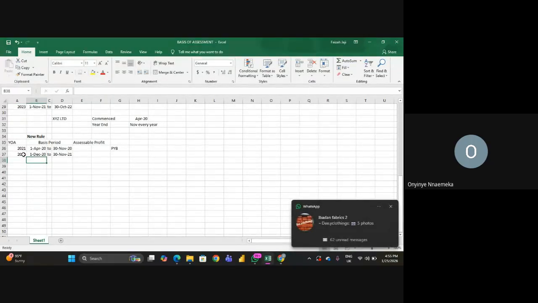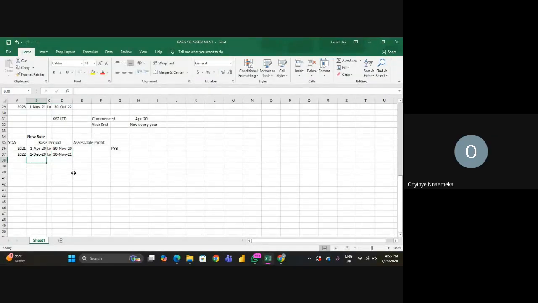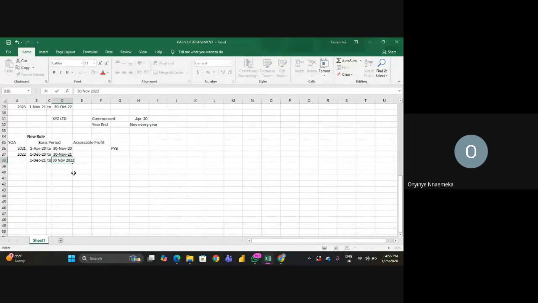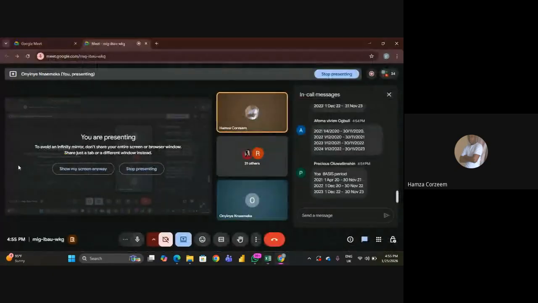So following the third one, it still says the next day after this accounting year end to the next accounting year end. So we are just going to follow 1st of December 2021 to 30 November 2022. And the year of assessment is now going to be 2023. Doing the same for the fourth one, it is going to be 1st of December 2022 to 30 November 2023. Exactly. And that's it. It's simple, right? Very simple.